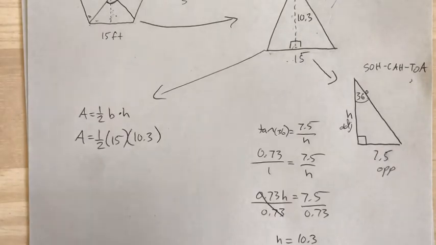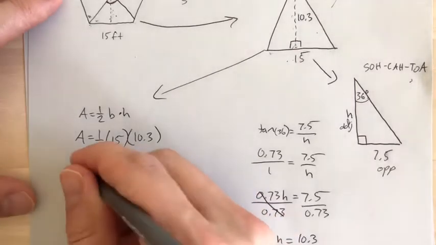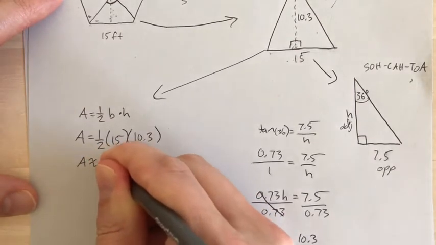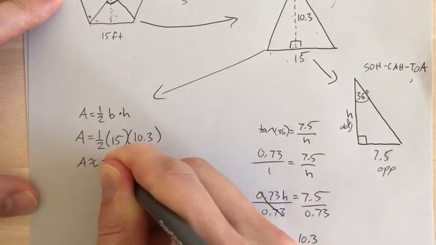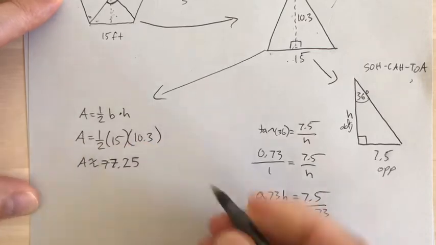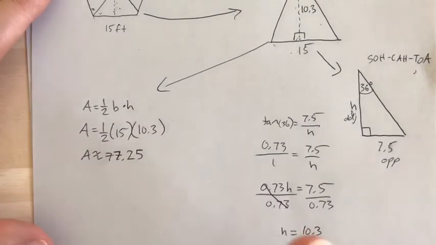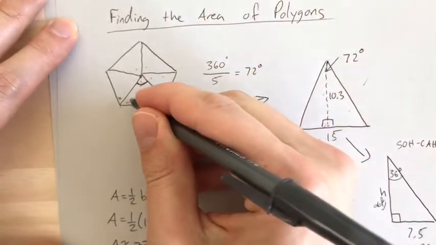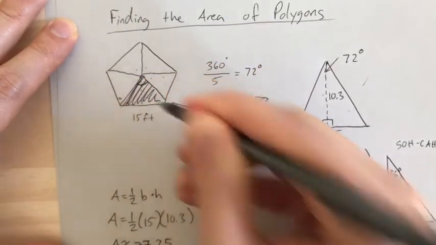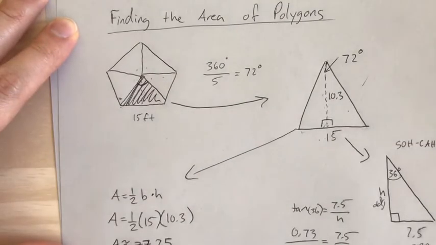So I got 0.5 or 1/2 times 15 times 10.3. And my calculator is popping out approximately 77.25. And that would be the area of just one of those triangles, okay? Now, again, that's just one of those triangles from my shape. I have 5 of those triangles.